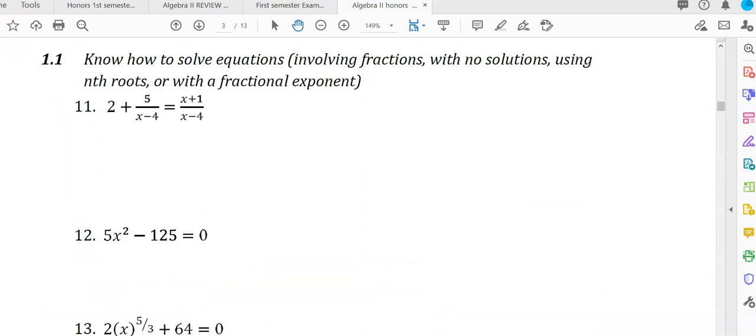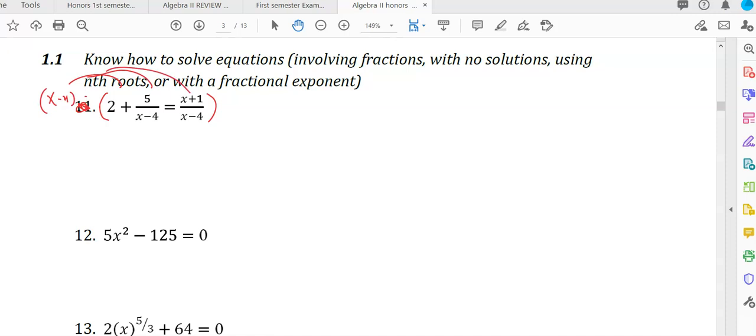Going to solve equations involving fractions. Some might have no solutions. Could be any kind of root here. You could even have a fractional exponent. Because it's an equation, what I would do if I were you is multiply everything by the LCD, the lowest common denominator, which is x minus 4. So I'm going to multiply every term by that. Just kind of distribute that to everything.